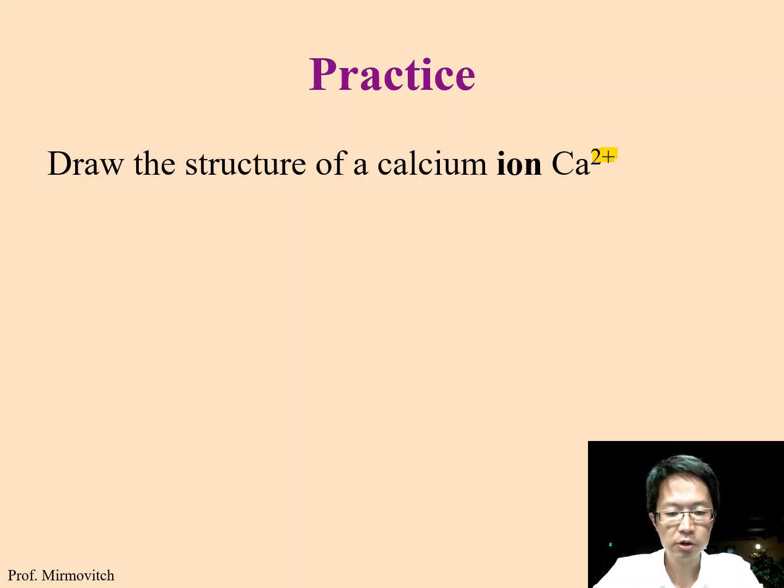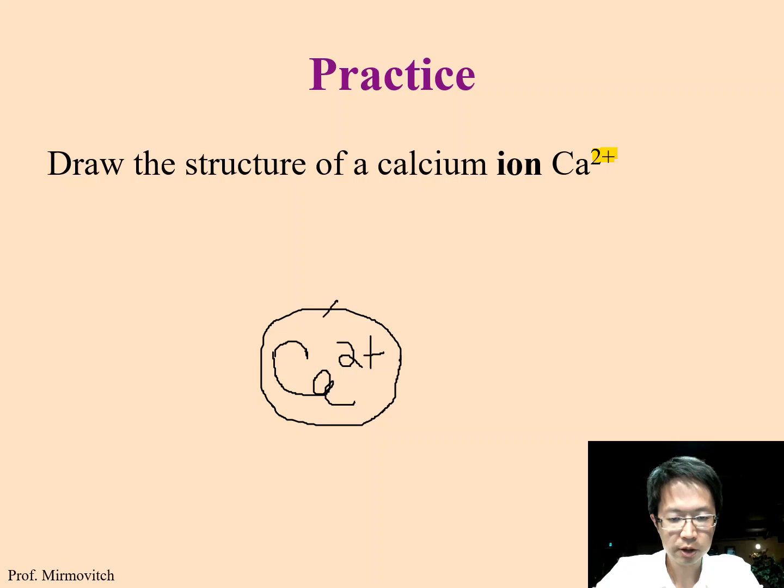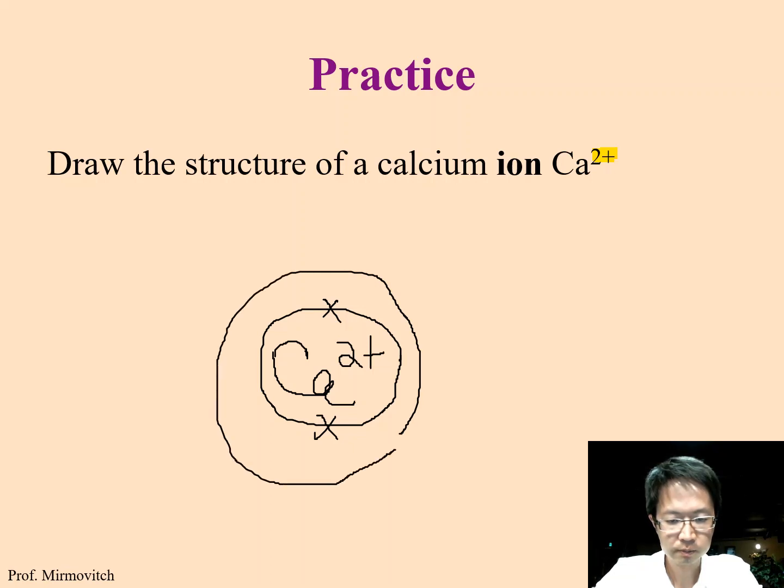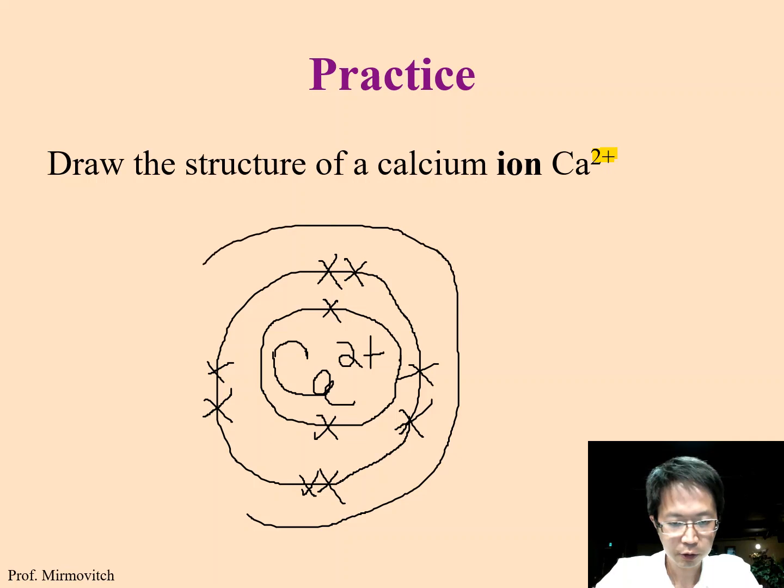So then draw it. When you draw it, it looks something like this. You put calcium 2+ here in the center, and then you draw the electron shells: the first electron shell, the second electron shell, the third electron shell. Well, again, I'll stop here. You will finish the rest.